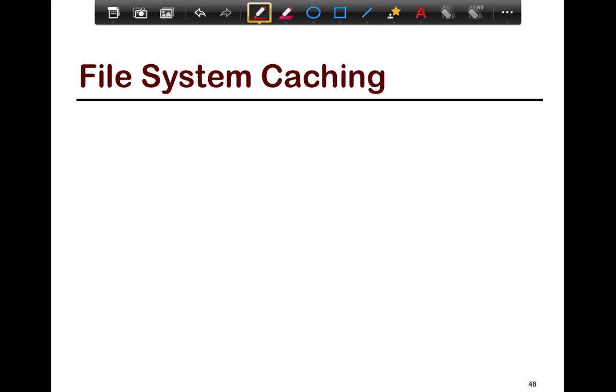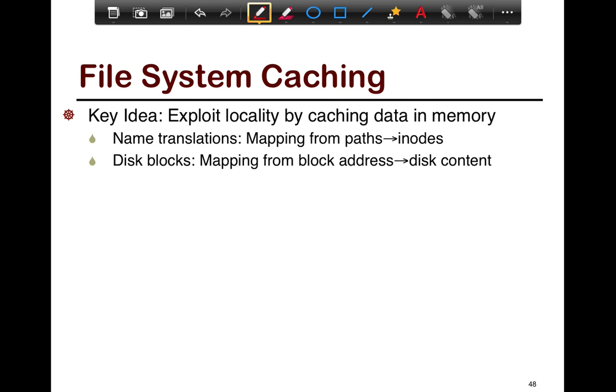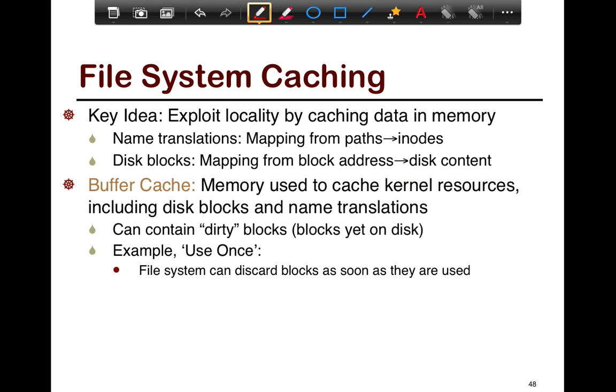The final issue that we have to look at is file system caching. Files exist on disks, and it's inefficient if you keep going to the disk all the time for multiple reads to the same file. So what the OS maintains is something known as the buffer cache in order to hold the data in memory. The key idea is to exploit locality by caching the data in memory.